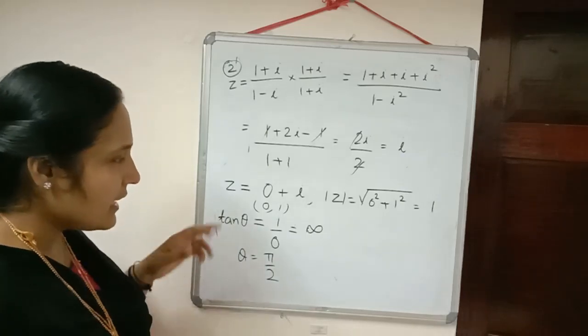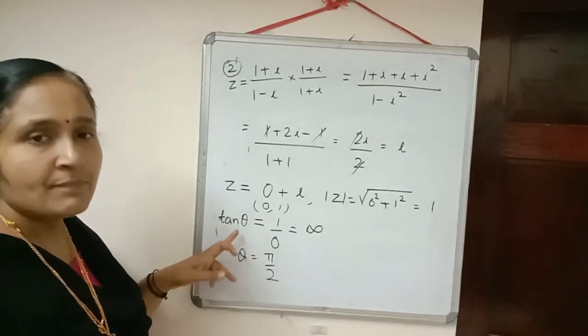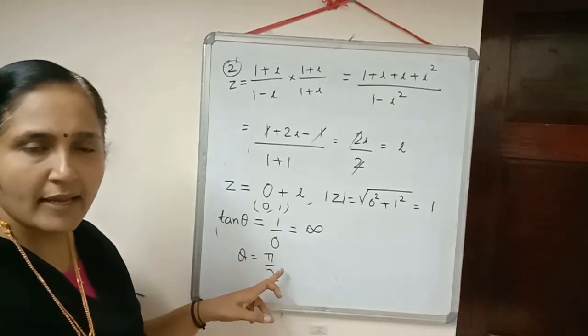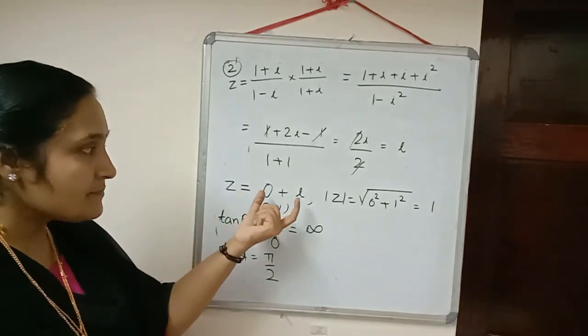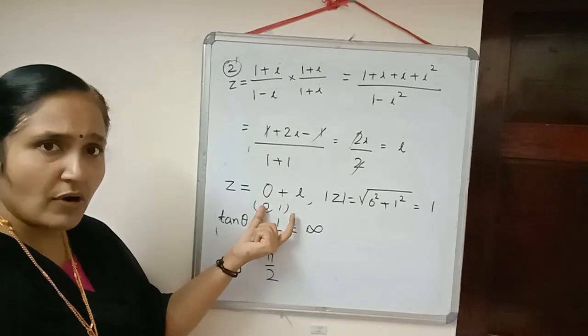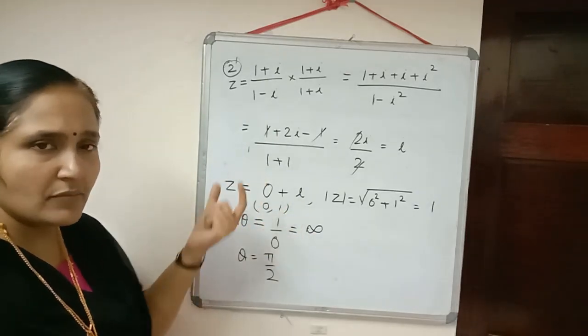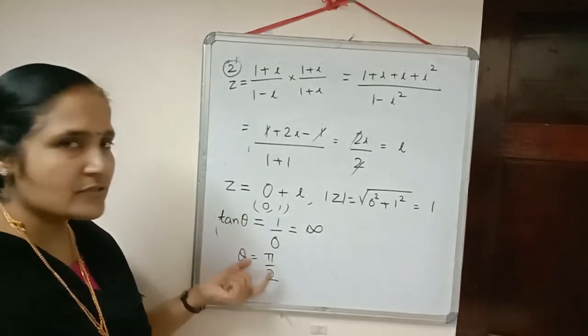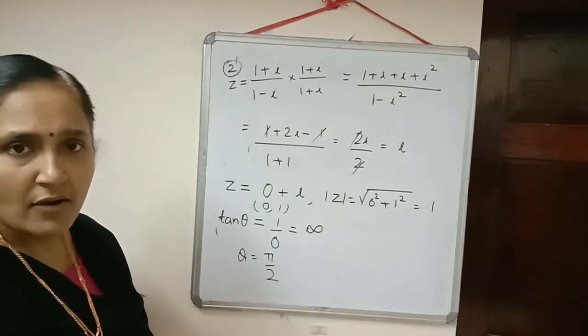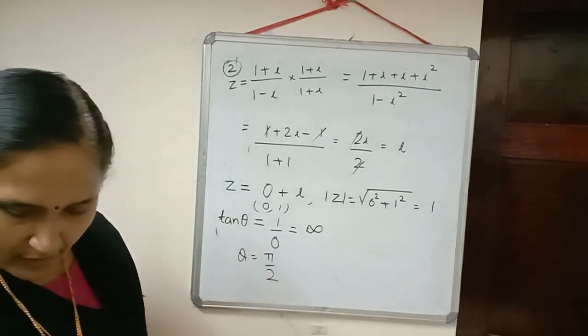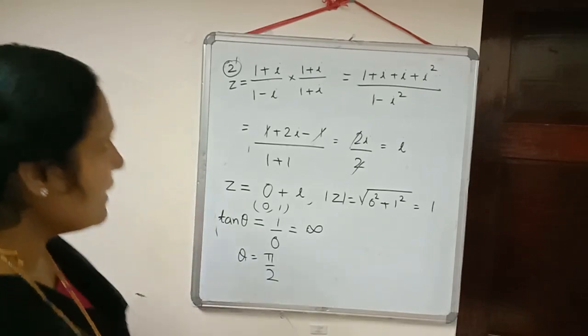And how are we calculating theta? First we calculate tan theta is equal to y by x, and then we check which quadrant the point is in, and accordingly we write down the angle. That angle is called the argument of the complex number. Okay. Now all of you write down the next one.